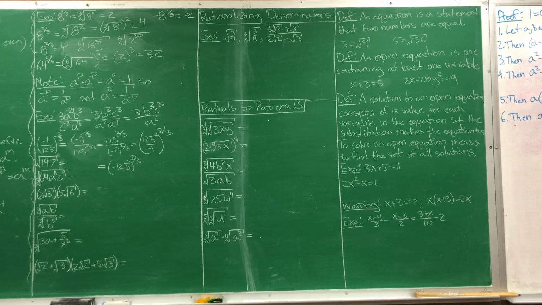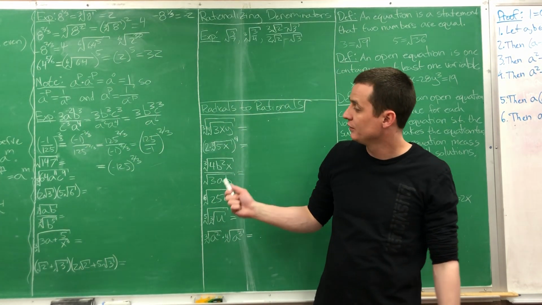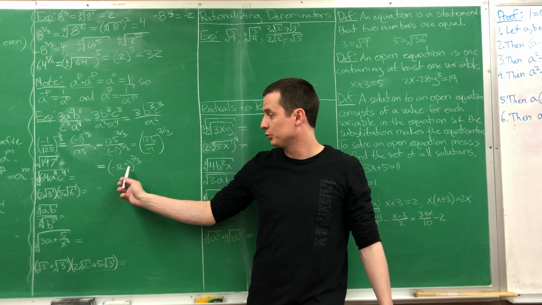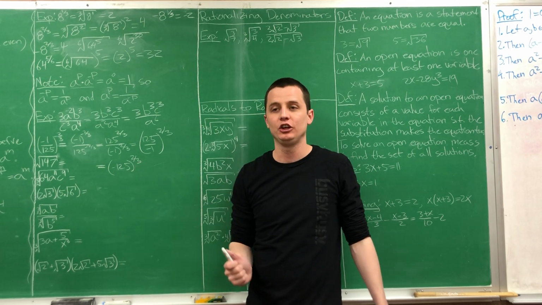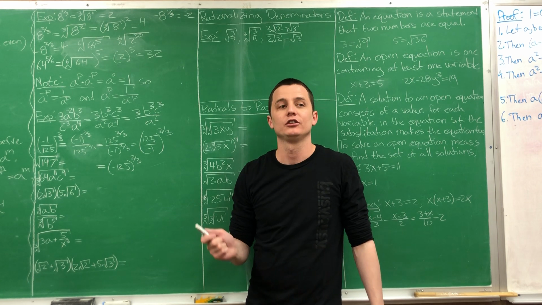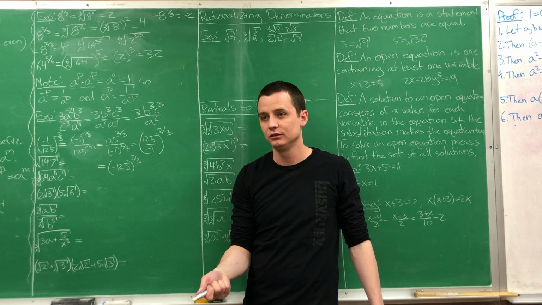Dividing by negative 1 is the same thing as multiplying by negative 1. Remember that? Okay, so now, negative 125 to the 2/3. Do we want to square it first or take the cube root first? Take the cube root. We can take the cube root and then square it, or we can square it and then take the cube root.